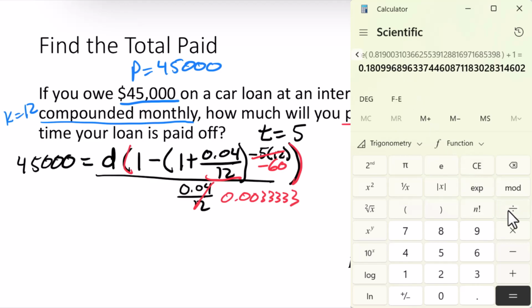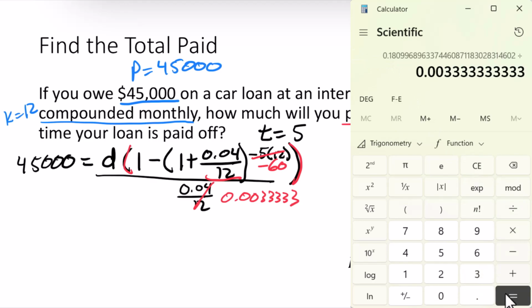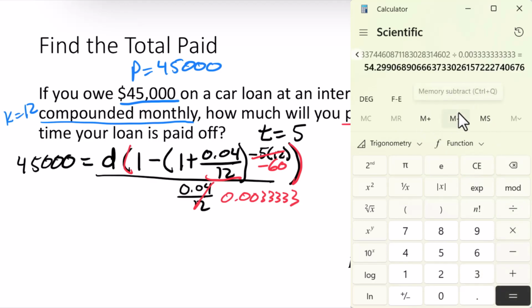And then I'm going to divide by that 0.00333333, etc. decimal. And that tells me that 45,000 equals D times 54.29906, etc.